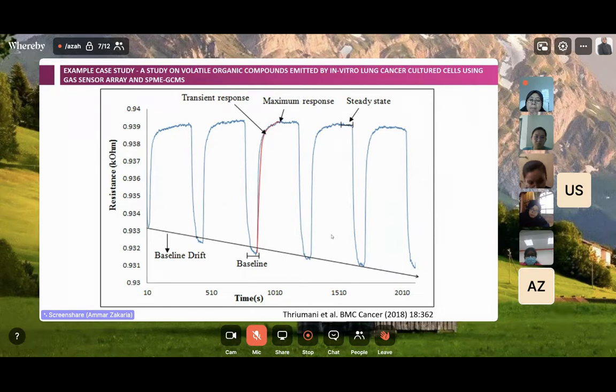I think this is the result that we published in this journal. We can see that there is baseline drift. This baseline drift is not so critical, you can correct it, as long as the steady state or the transient response are almost the same, then it should be okay.